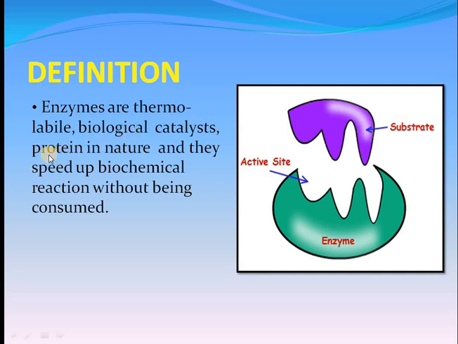The next is about the chemical nature of enzymes. Chemically, they are protein in nature. And the next thing is that they speed up biochemical reactions without being consumed. Their function is to speed up the chemical reaction, and they are not utilized in that reaction. In this figure you can see the enzyme. This is called the active site of the enzyme, and here the substrate, or you can say the reactant, comes and combines with this enzyme.